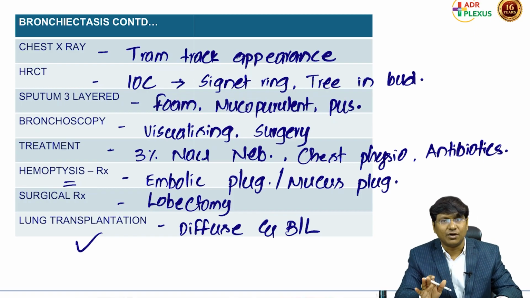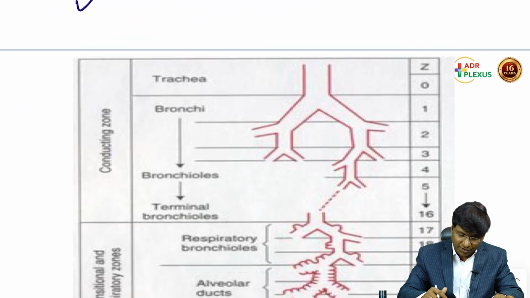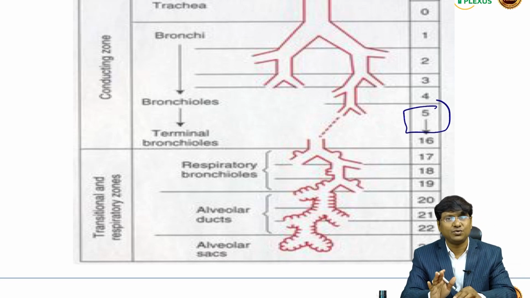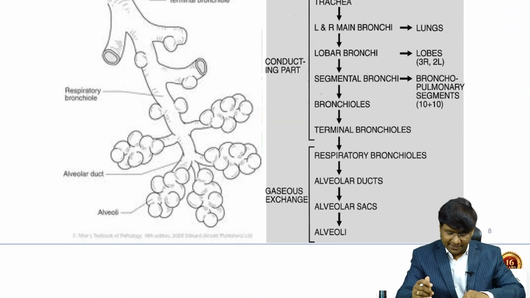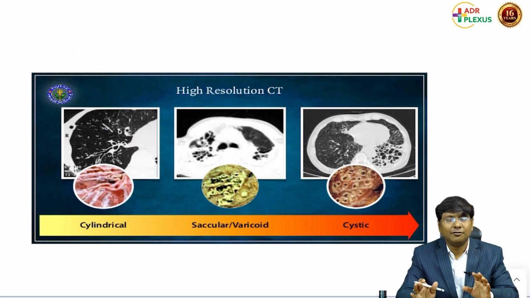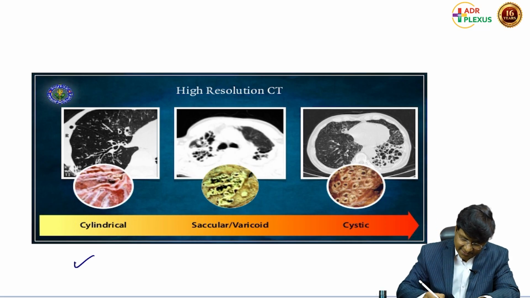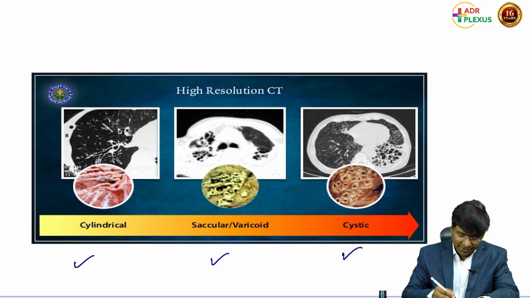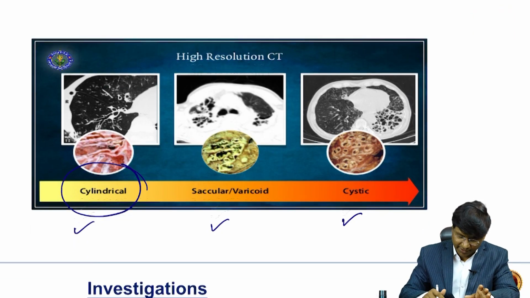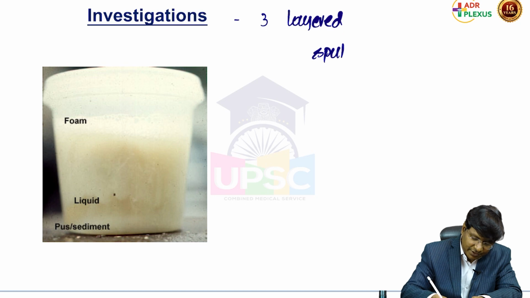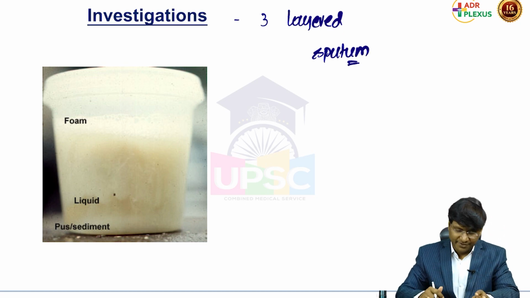So this is about the bronchiectasis, and let me show you the images related to the bronchiectasis. So I said, it is the medium-sized airways which are commonly affected, that is around 5th to 9th generation in bronchiectasis. And the next important is the bronchoscopy, which will show you the abnormally irreversibly dilated bronchi and their respective shapes, that is cylindrical, saccular, as well as cystic. The most common is what? That is cylindrical bronchiectasis. Investigations is like 3-layered sputum, right? 3-layered sputum, okay? That is what you will observe in bronchiectasis.